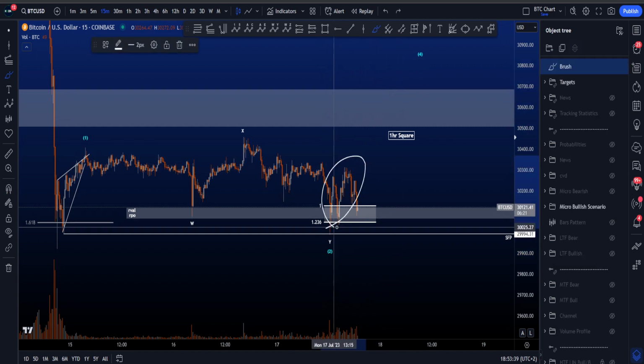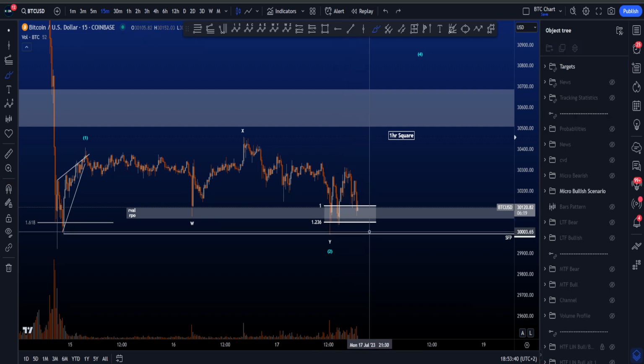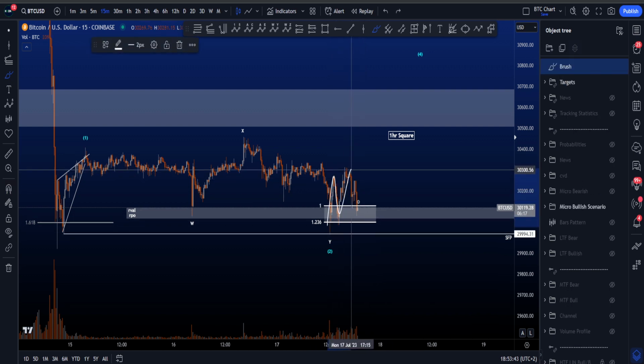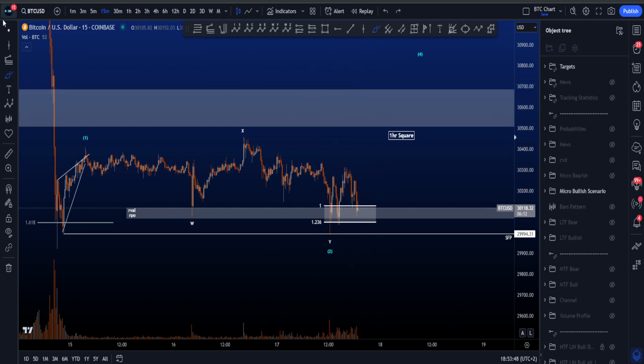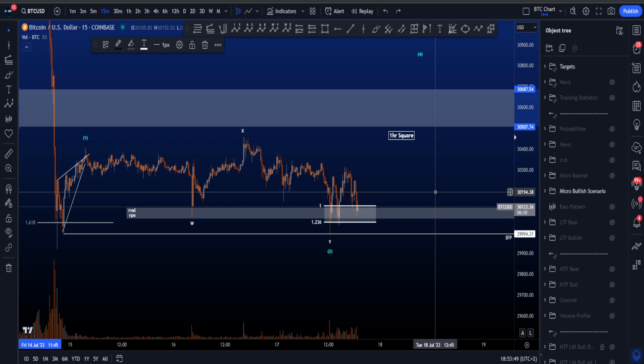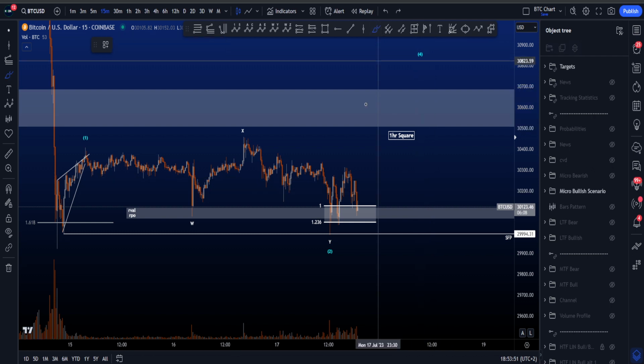Now, let's have a look at this structure. Does this look like the beginning of a big wave 3? Well, then it has to be a 1, 2, 1, 2, and then you want to see fireworks to the upside, where this resistance area above price, sitting between 30.5k and 30.7k, should not mean anything.